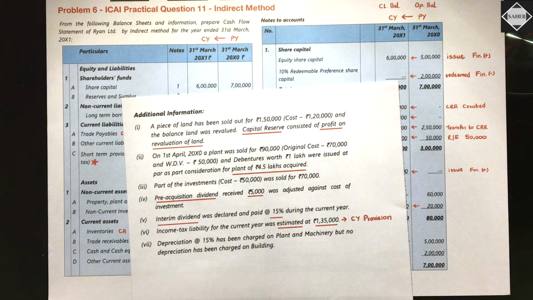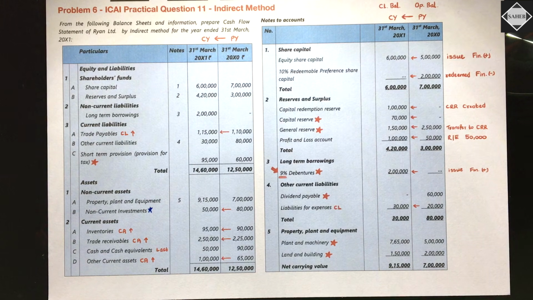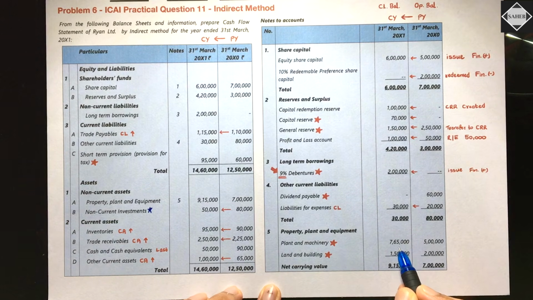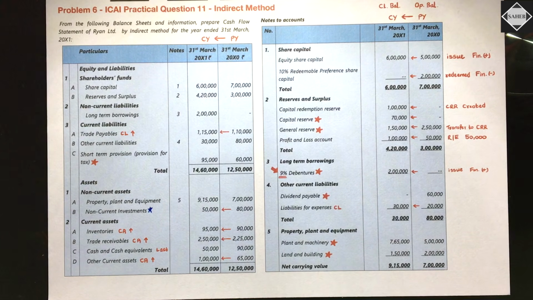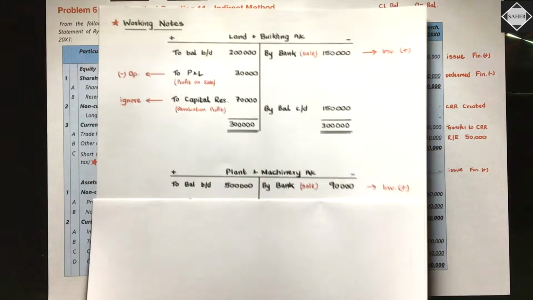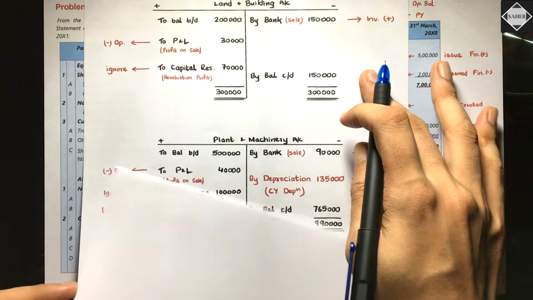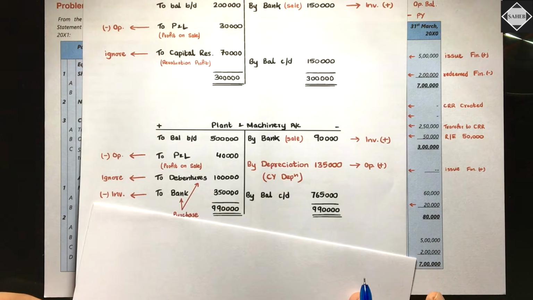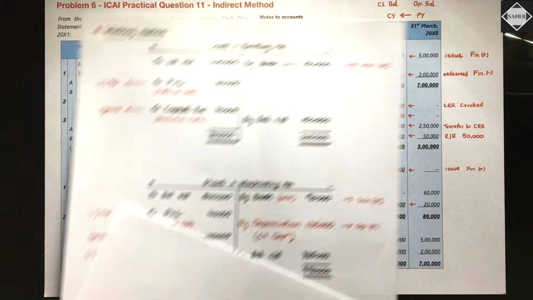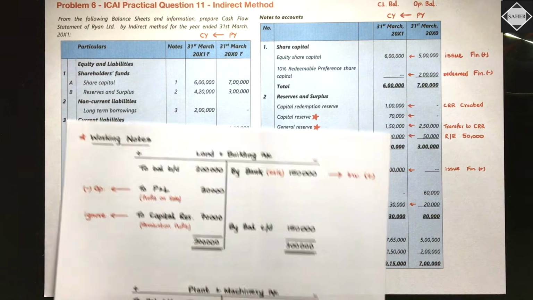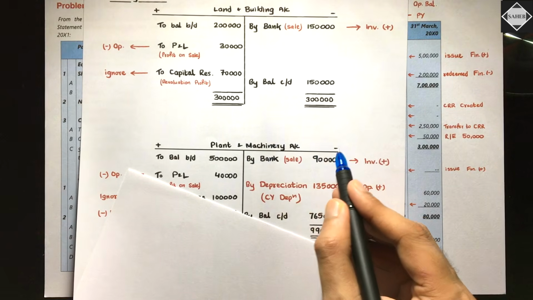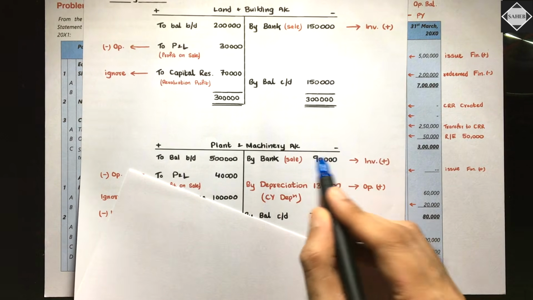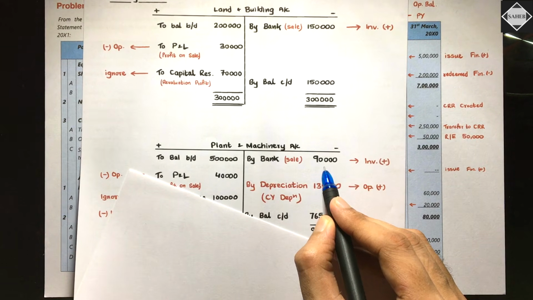Okay, let's prepare the plant and machinery account, and then we'll do this. See here, plant and machinery opening balance is 5 lakh, closing balance is 7 lakh 65. So opening balance 5 lakh and then closing balance by balance c/d 7 lakh 65. Is it clear? Simple. Then we have sold the plant for 90,000. So plant is decreasing because we have made the sale of 90,000.